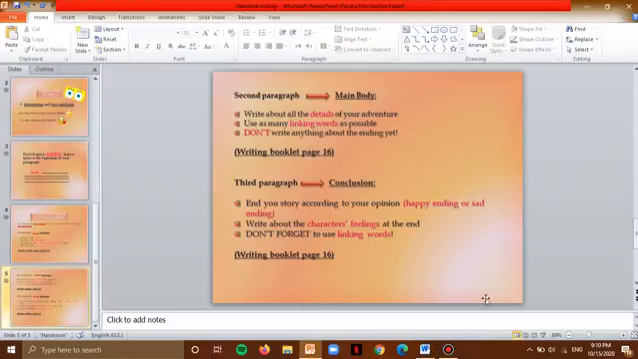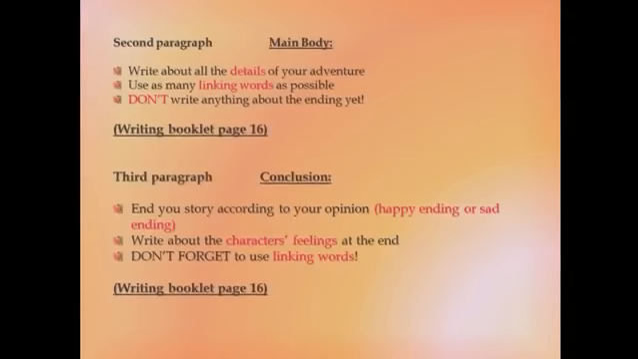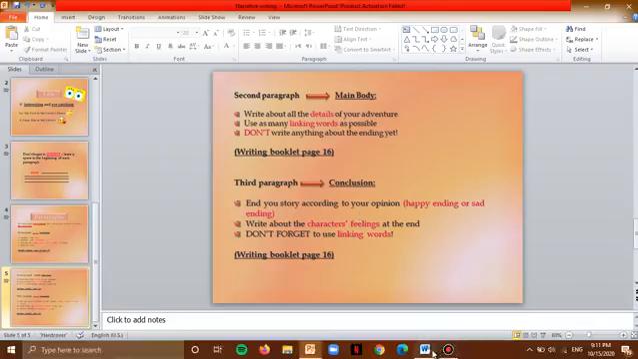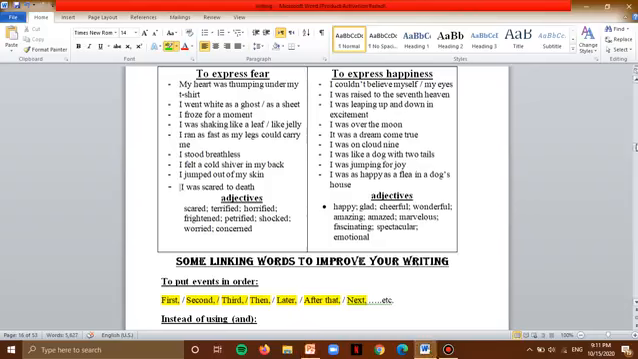And then I go to the conclusion, to the end, where I will provide a solution to the problem that I created. So I gave my problem to the reader in the body or in the middle. Now in the end or in the conclusion, which is the third paragraph, I will provide the solution or end my story. So you can give your story a happy ending or a sad ending, it's up to you. And I have to include my characters' feelings. How were they feeling at the end? And I also have to use linking words in the end, so as not to make my story boring.